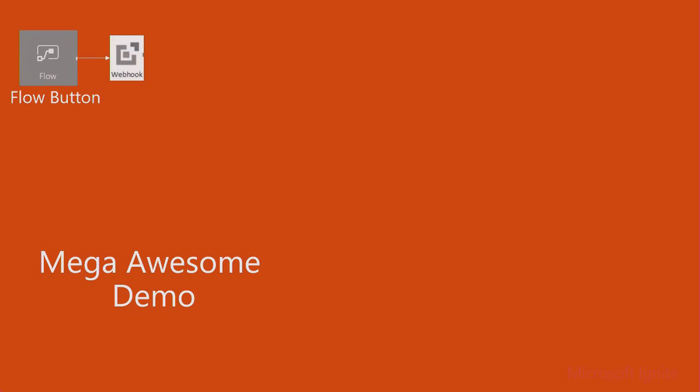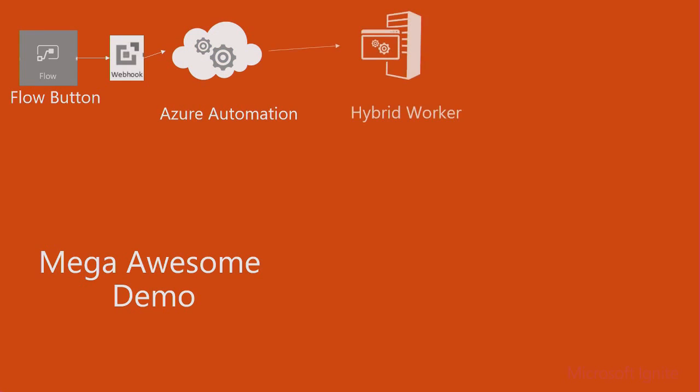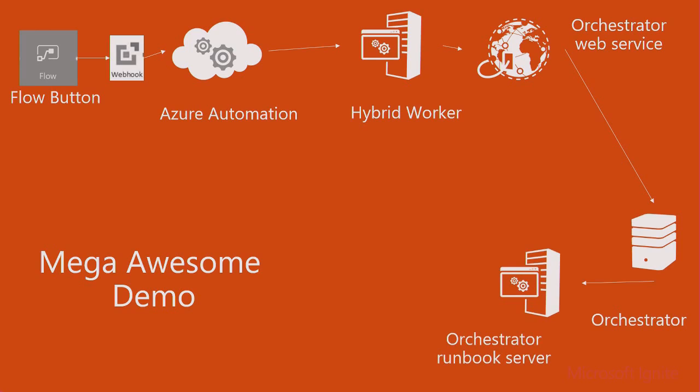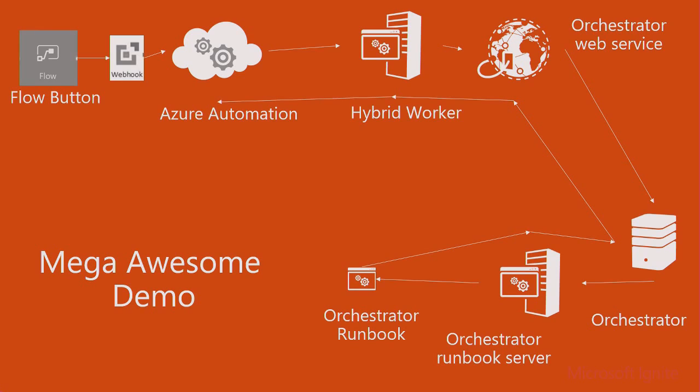That is going to call a webhook, which is going to call a runbook in Azure Automation. That is going to kick off on a hybrid worker in an isolated on-prem environment that I've got while sitting in Azure. That is going to call the Orchestrator REST web service. That's going to kick off a runbook in Orchestrator on a runbook server that's on-prem. Then that's going to run. It's going to return data back through the REST web service, through my hybrid worker, back to Azure Automation. So we're using the REST web service to still use runbooks in Orchestrator.